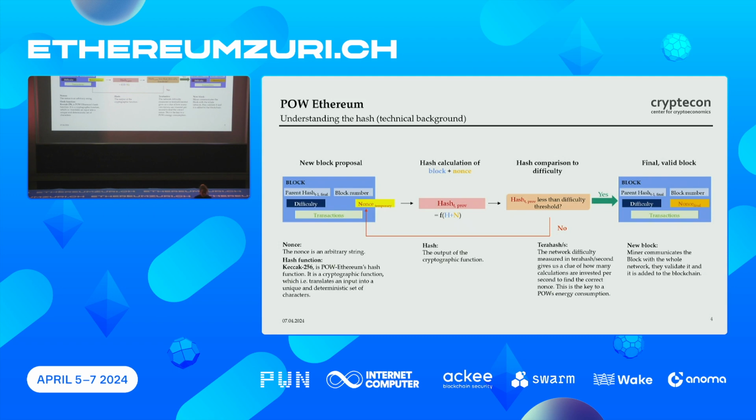And the network hash rate is measured in terahash per second, and it is essentially the number of calculations or hashes created per second on the whole network cumulatively. This measure gives us a clue about the electricity invested into mining.